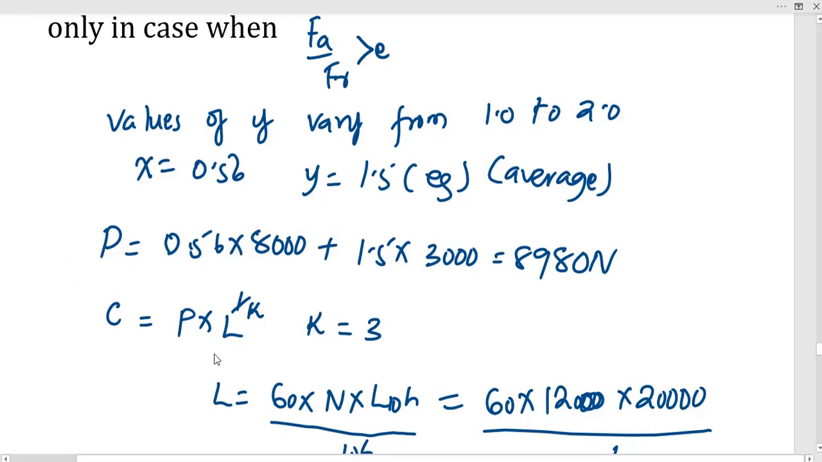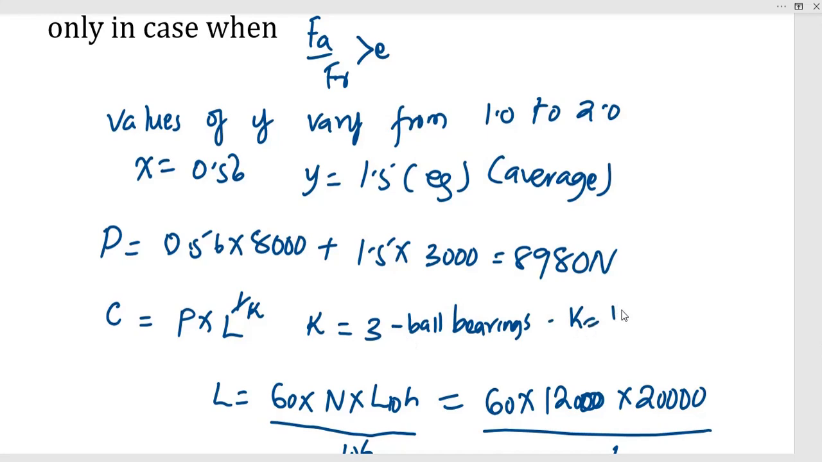Then we substitute in the formula for the dynamic load carrying capacity of the bearing, which is C equal to P times L to the power 1 over K. L is the life rating of the bearing in million revolutions, and K depends on whether we are talking about a roller bearing or a ball bearing. For ball bearings, K is equal to 3, and K is equal to 10 over 3 for roller bearings.